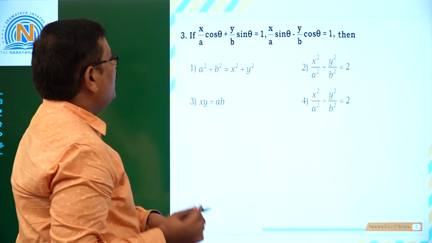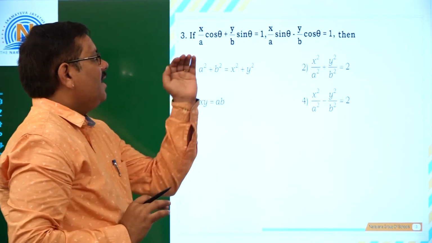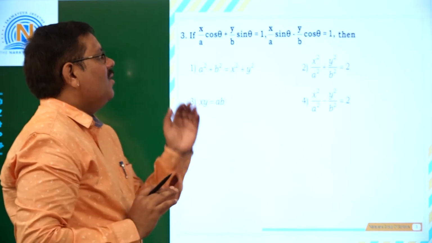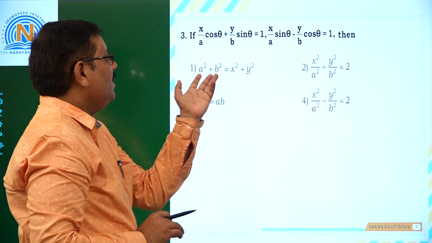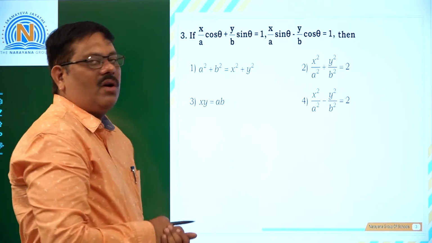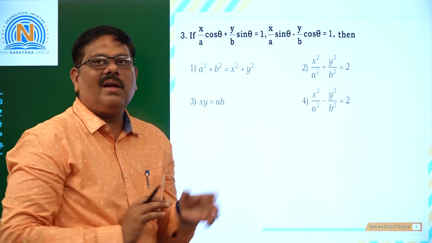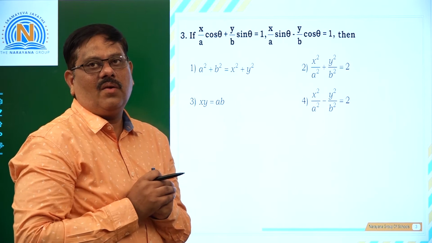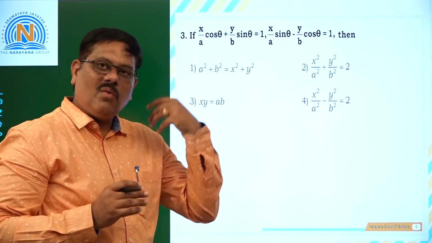If (x by a) cos theta plus (y by b) sin theta is equal to 1, and (x by a) sin theta minus (y by b) cos theta is 1, then what is the relation between x, y and a, b? This concept we generally call elimination of theta. This can be solved by using trigonometric identities. We have to convert the given equations into one of the identities.